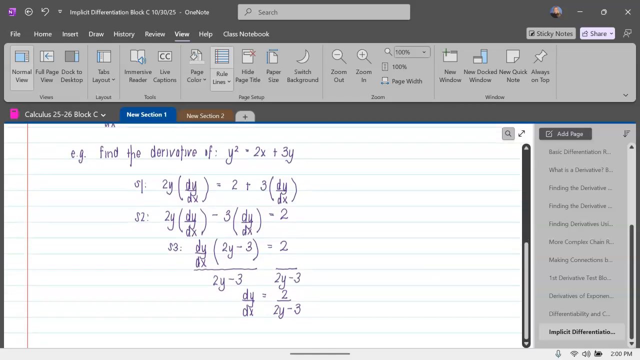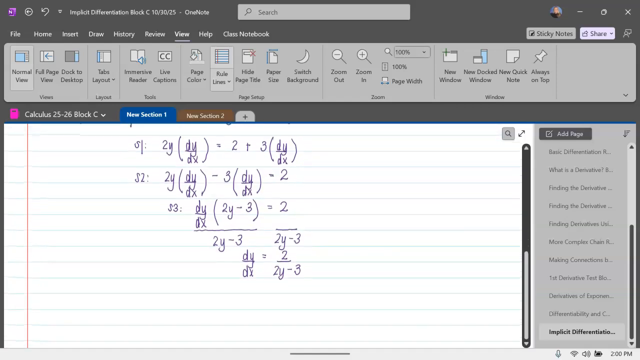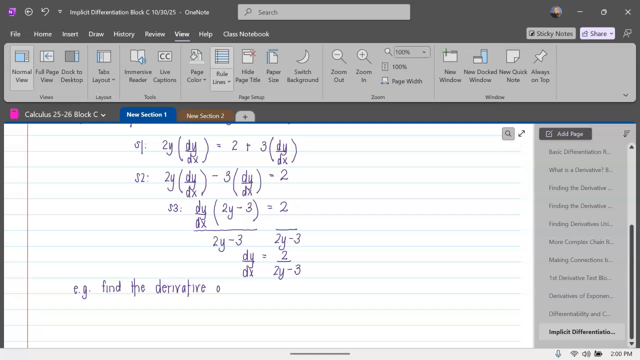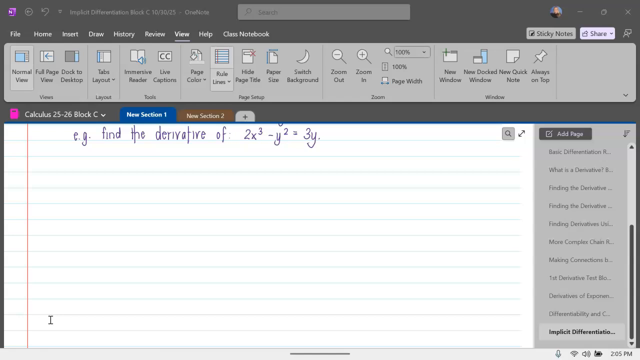All right. So I want you guys to try one on your own now. Okay? Same exact steps. Find the derivative of 2x to the third minus y squared equals 3y. Okay, so let's take the derivative of 2x to the third. Can someone tell me what the derivative of 2x to the third is?